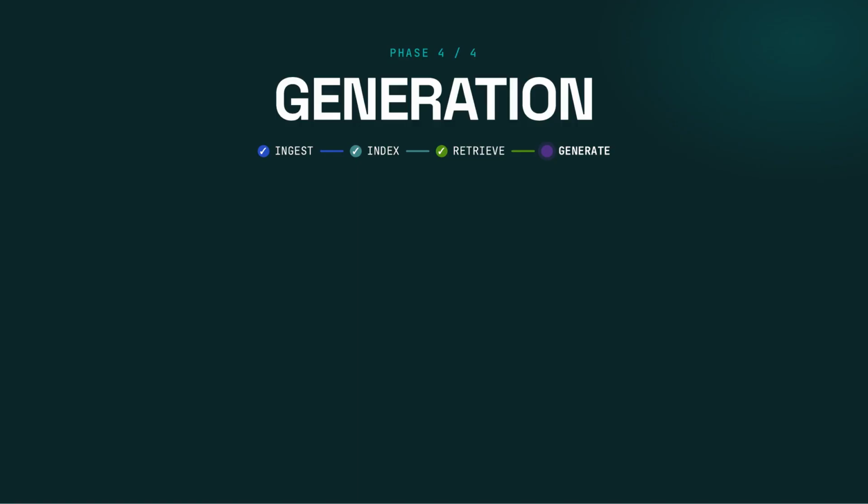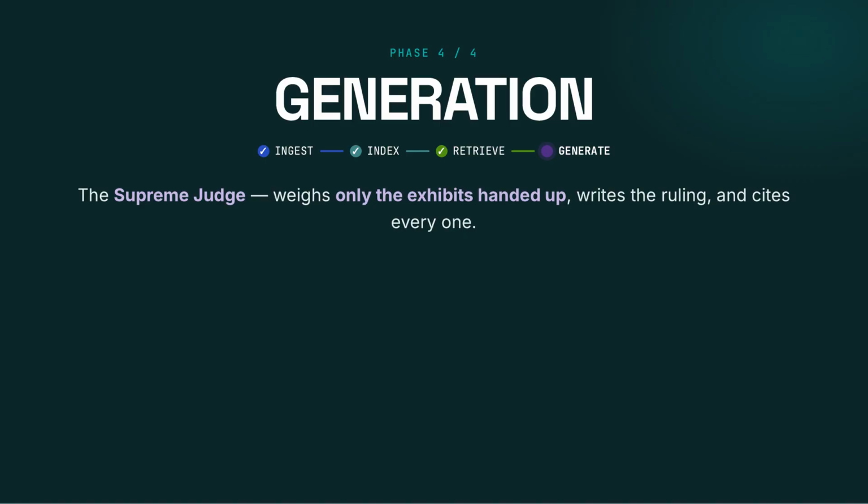Phase 4, generation. The only phase where an LLM actually runs. Everything before this was prep. Meet the supreme judge, the purple team, generation.